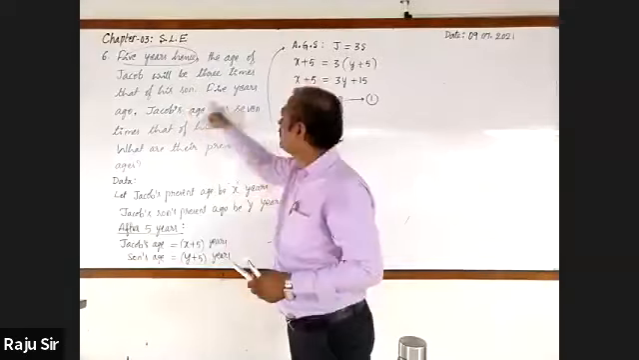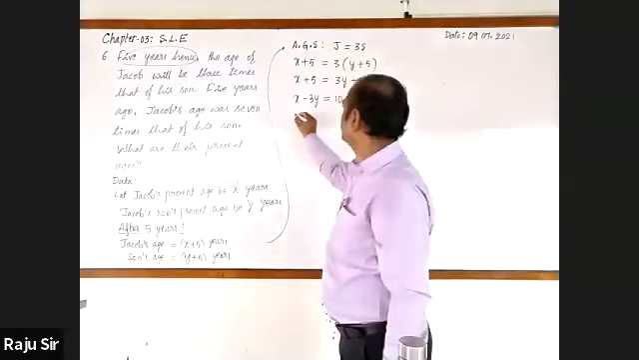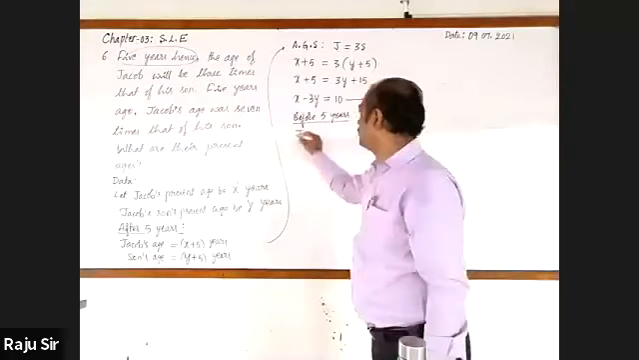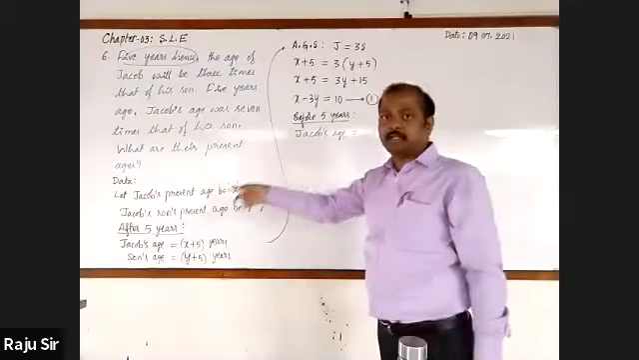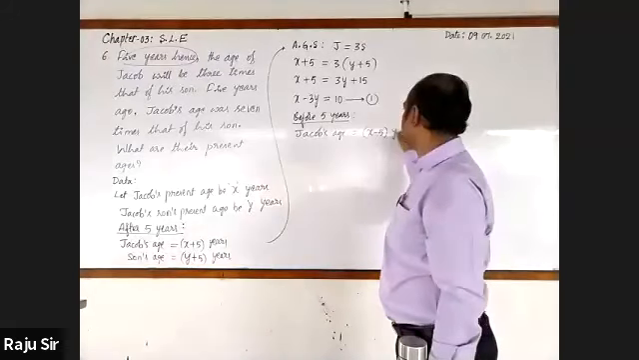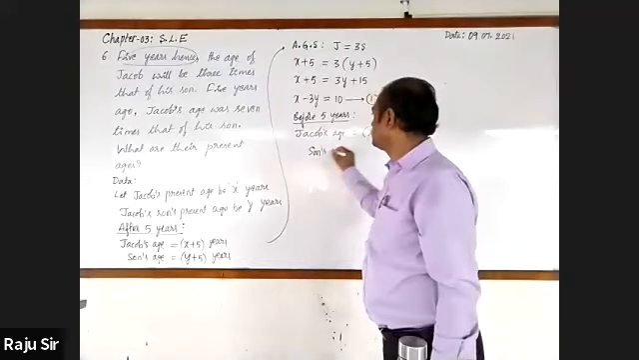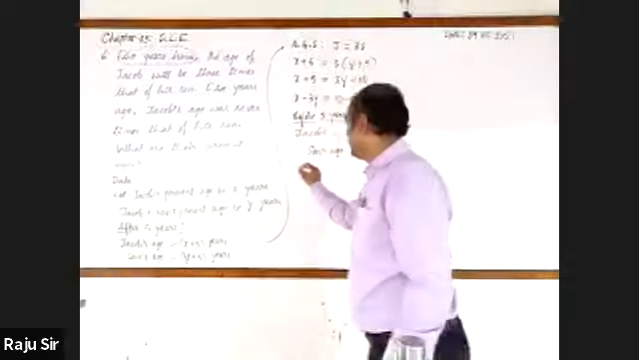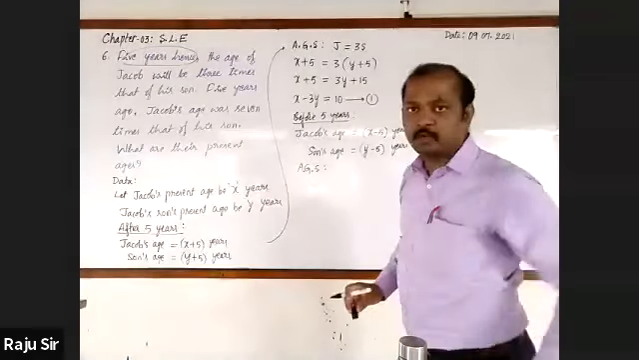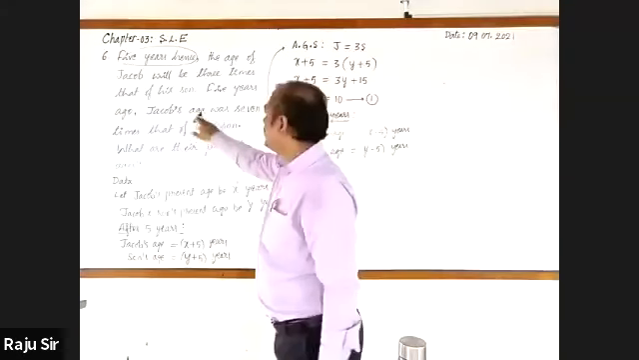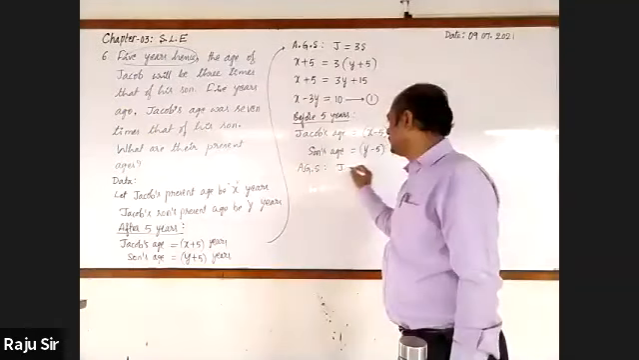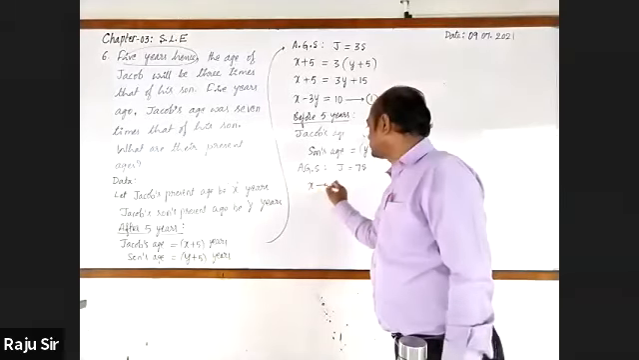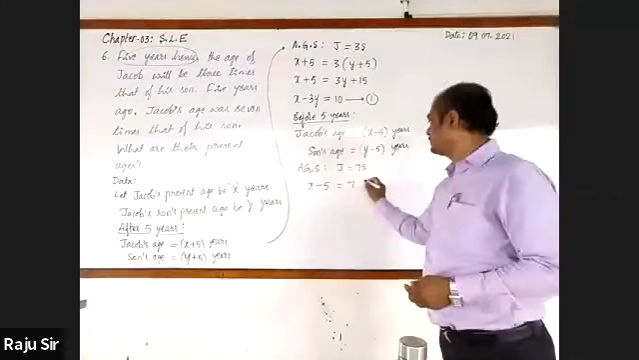Second situation: 5 years ago, that is before 5 years. Jacob's age was, present is X, 5 years ago it is X minus 5 years. Next, son's age is Y minus 5 years. According to the given statement, Jacob's age was 7 times his son's. So Jacob's age before 5 years, X minus 5, is equal to 7 into son's age, Y minus 5.